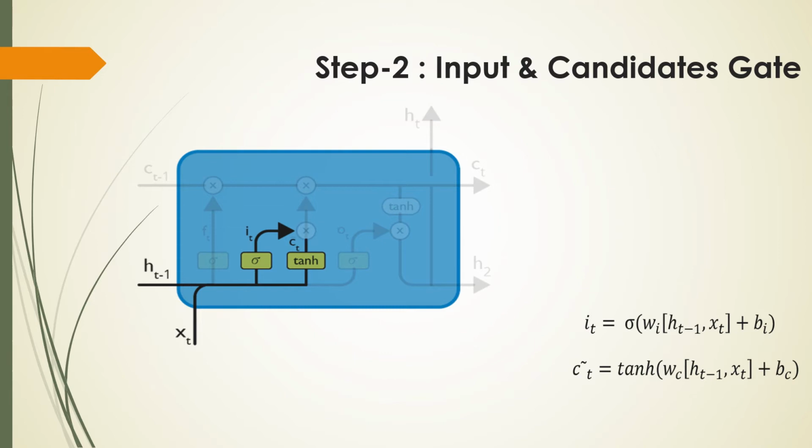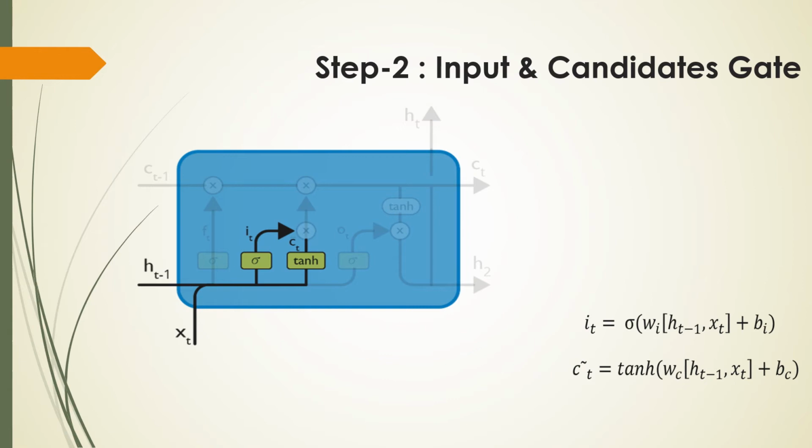Now we have step number 2, the input and candidate gate. The next step is to decide the new information we are going to store in the cell state. This process has two parts. One is a sigmoid layer called the input gate layer, which decides which values will be updated. The other is a tanh layer, which creates a vector of new candidate values that could be added to the state.